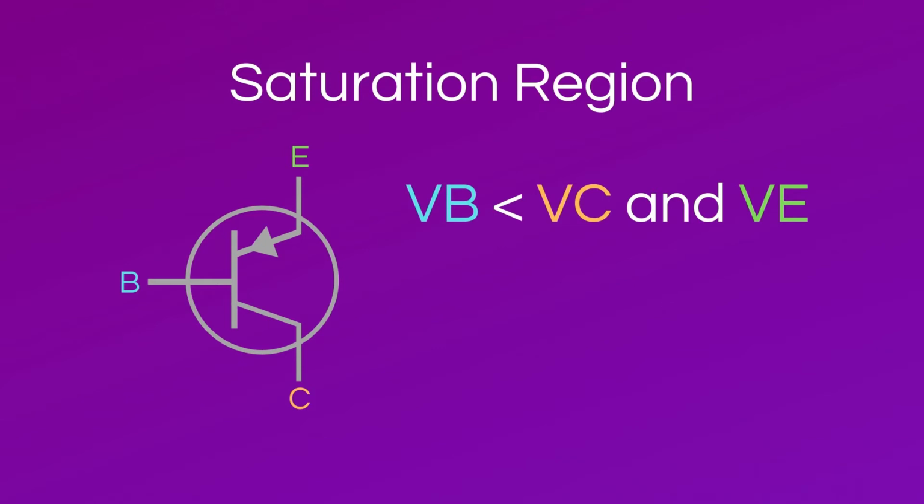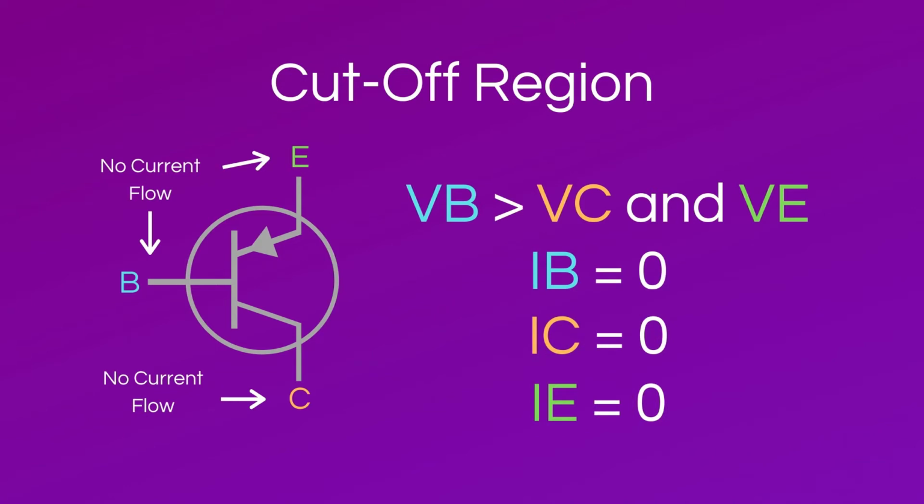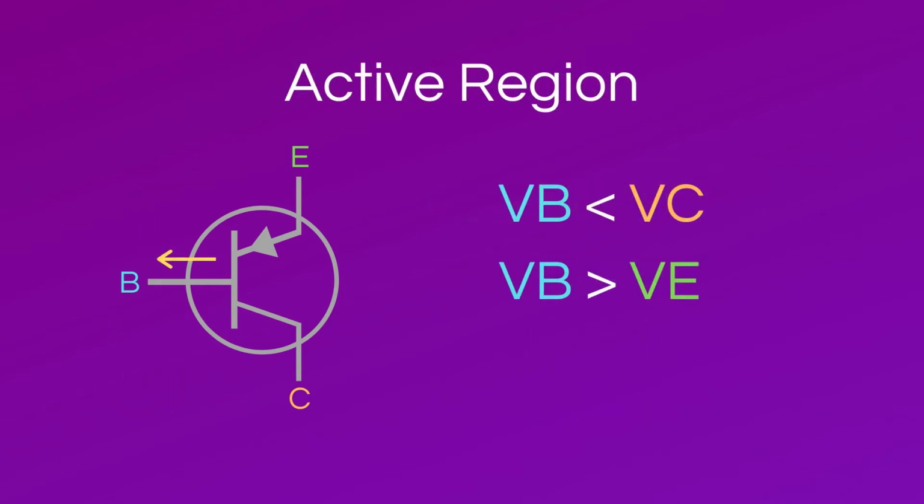In the saturation region for a PNP transistor, the voltage at the base of the transistor is less than the voltages at both the collector and the emitter. In the cutoff region of a PNP, the voltage at the base is greater than the voltage at both the collector and emitter. In the active region, the voltage at the base is greater than the collector voltage but less than the emitter voltage.